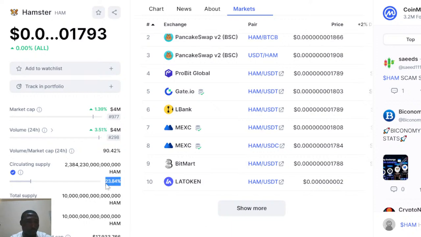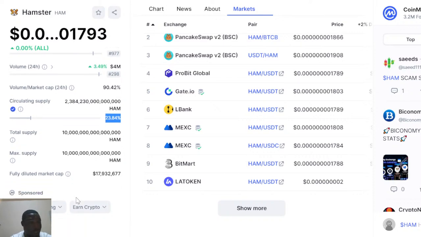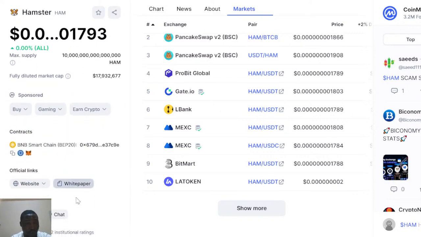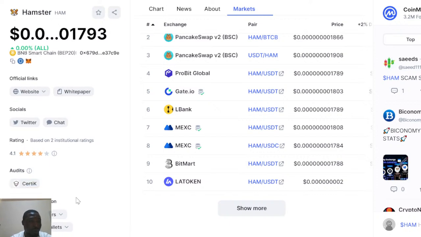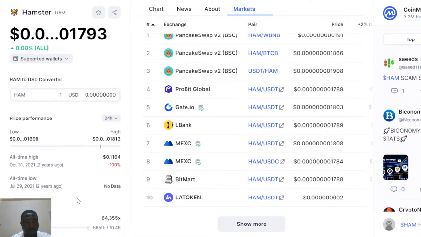Also, another one we need to consider is, okay, what is the total? You can see it's 10 billion, that is what's in the supply, and what is diluted into the market is just 17.3932. This is actually in circulation, that's actually been diluted into the market space.